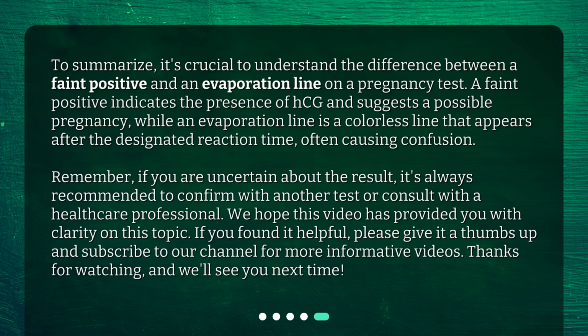To summarize, it's crucial to understand the difference between a faint positive and an evaporation line on a pregnancy test. A faint positive indicates the presence of HCG and suggests a possible pregnancy, while an evaporation line is a colorless line that appears after the designated reaction time, often causing confusion. Remember, if you are uncertain about the result, it's always recommended to confirm with another test or consult with a healthcare professional. We hope this video has provided you with clarity on this topic.